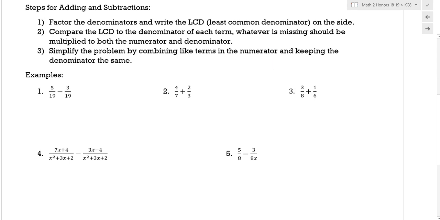Okay. So steps for adding and subtracting, more subtractions. Factor the denominator and write the LCD, is what we'll refer to it on the side. Compare the LCD to the denominator of each term. Whatever is missing should be multiplied to both the numerator and the denominator. Simplify the problem by combining like terms in the numerator and keeping the denominator the same.